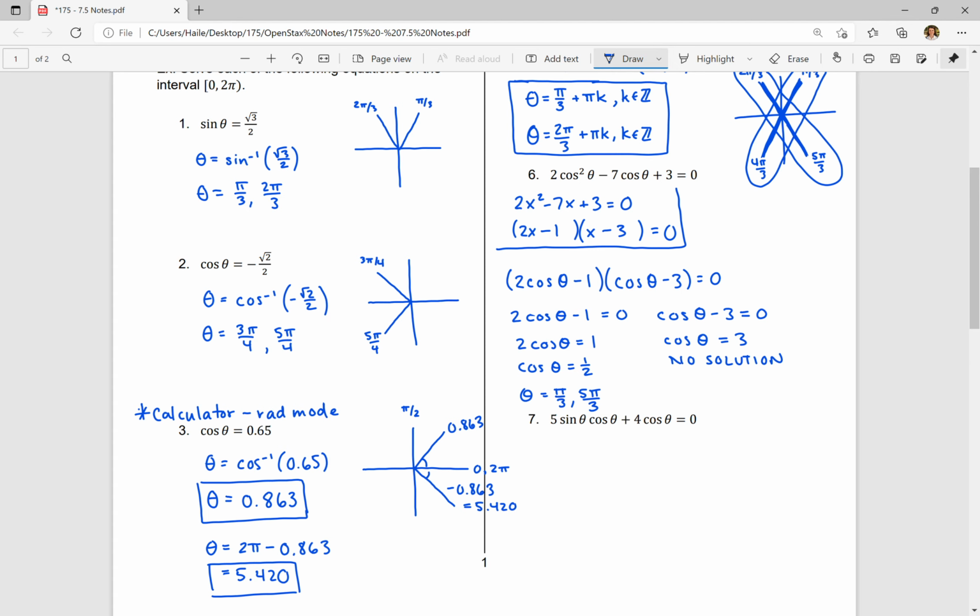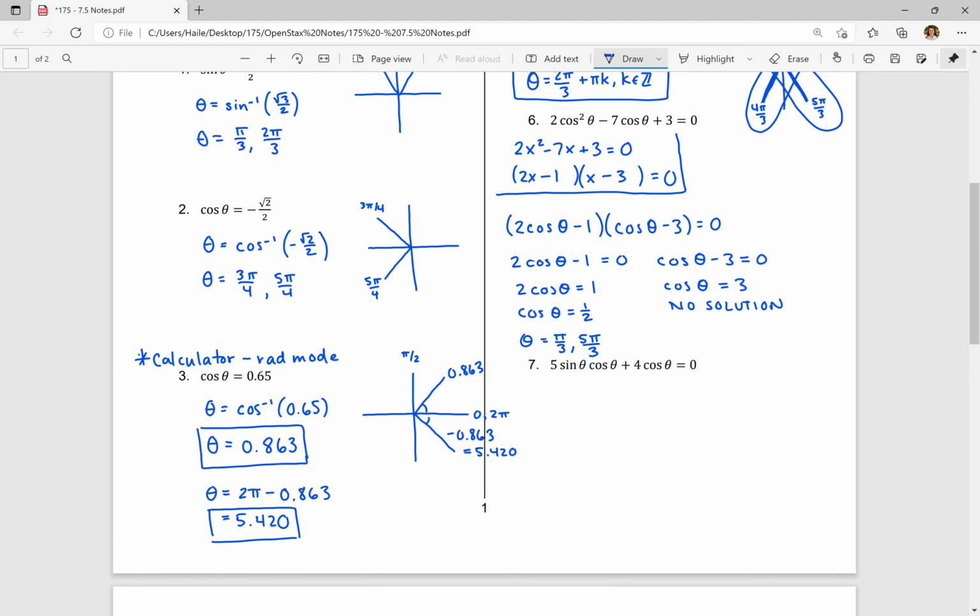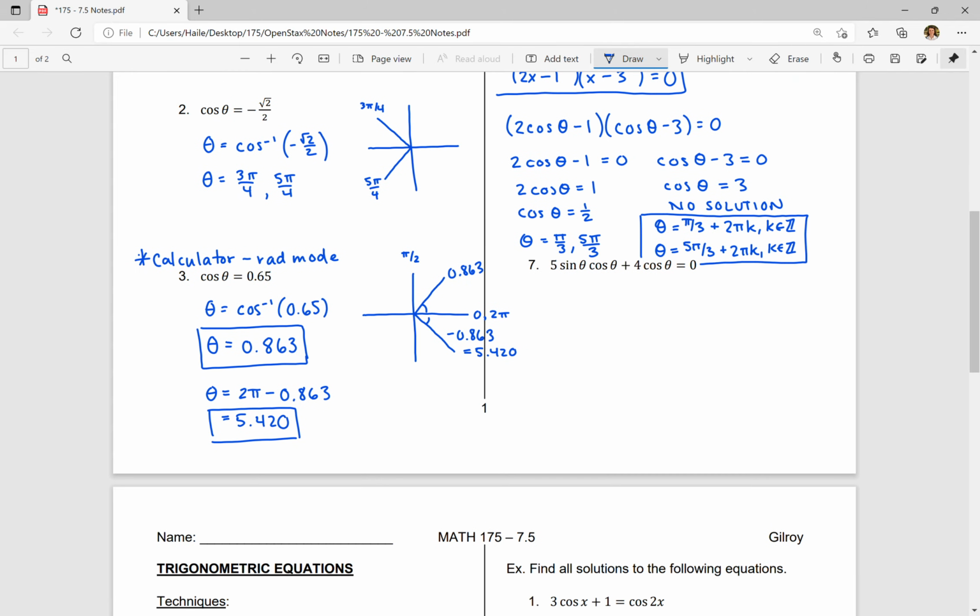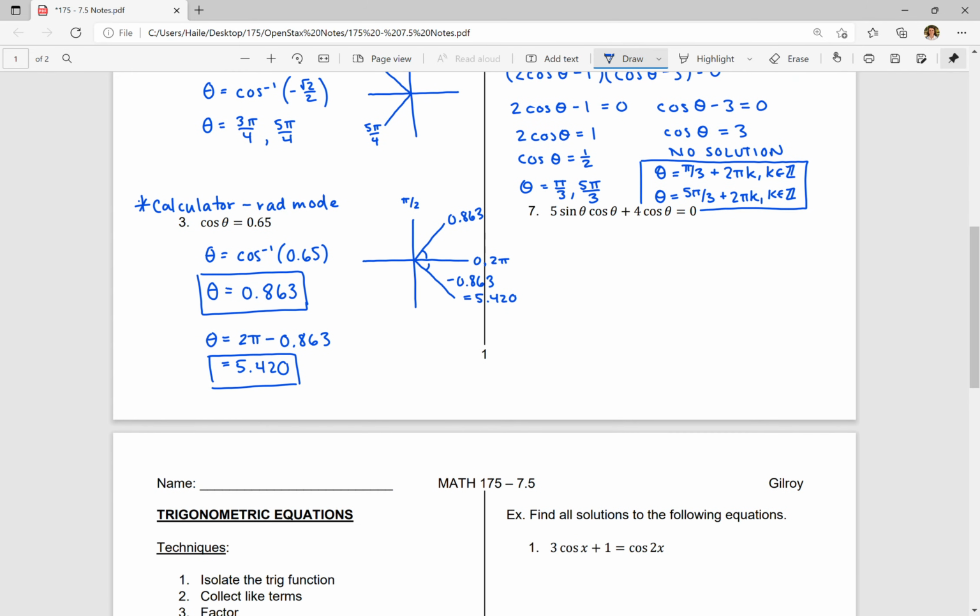So let's get the general solutions for this equation. We're going to take our first answer of pi over 3, and since our function is cosine, we're just going to add 2 pi k, where k is an integer. And then we're going to have 5 pi over 3 plus 2 pi k, where k is an integer. And that's all there is to it. You just have to remember to add those extra little bits of the period and then every multiple being an integer. Okay, let's try one more of these basic equations and then we'll move on to some slightly tougher ones.